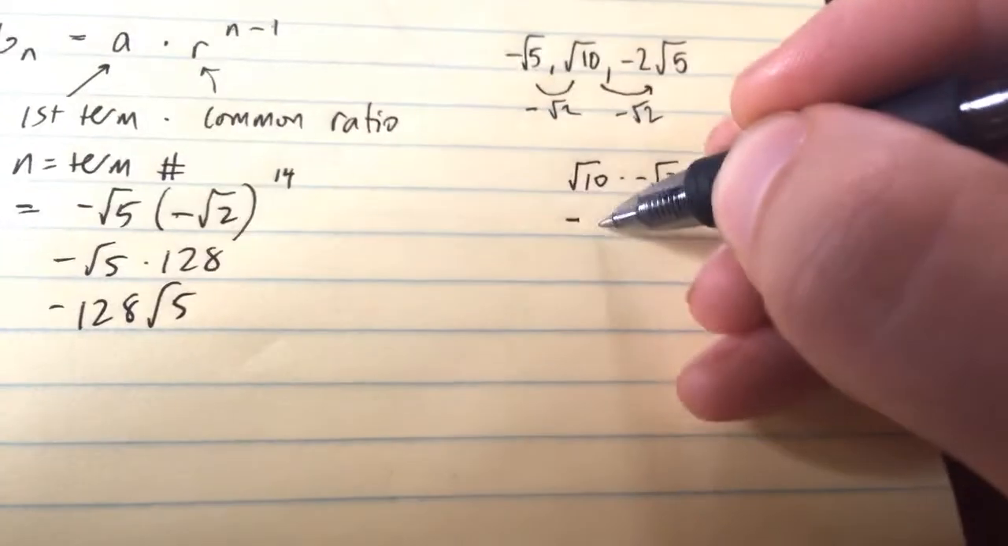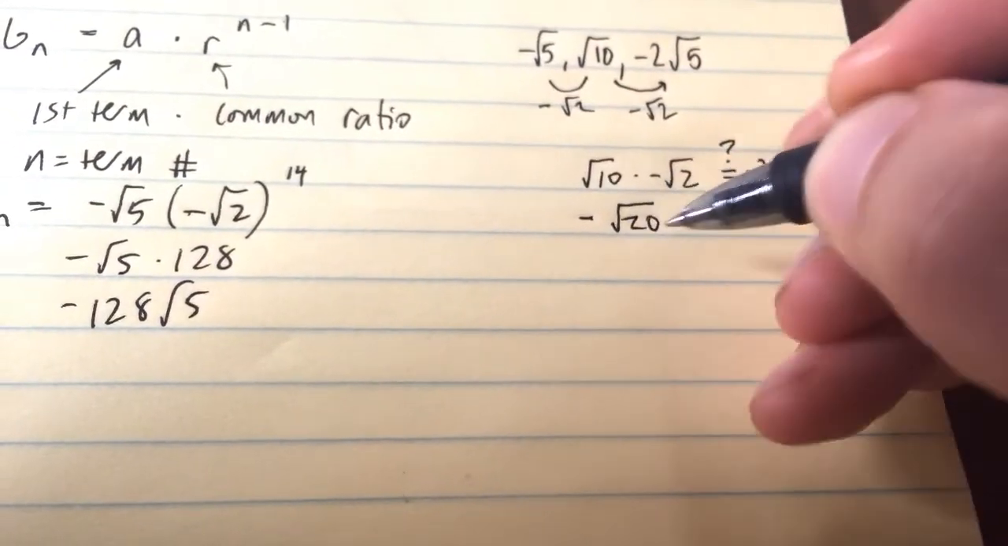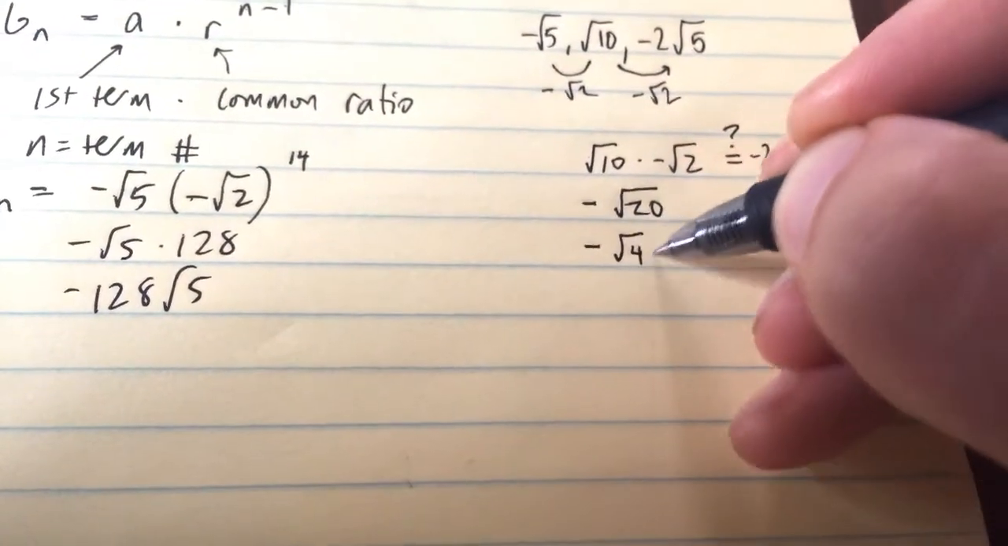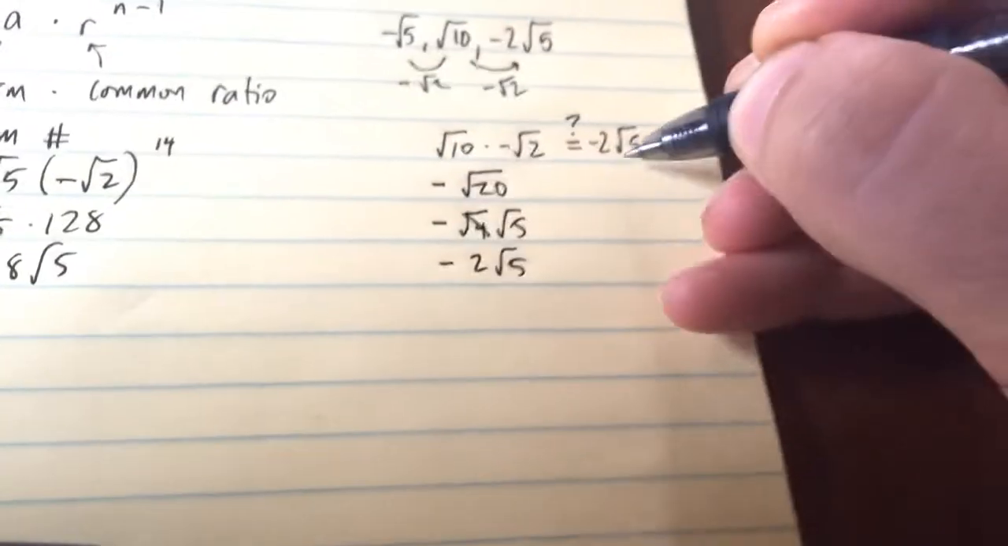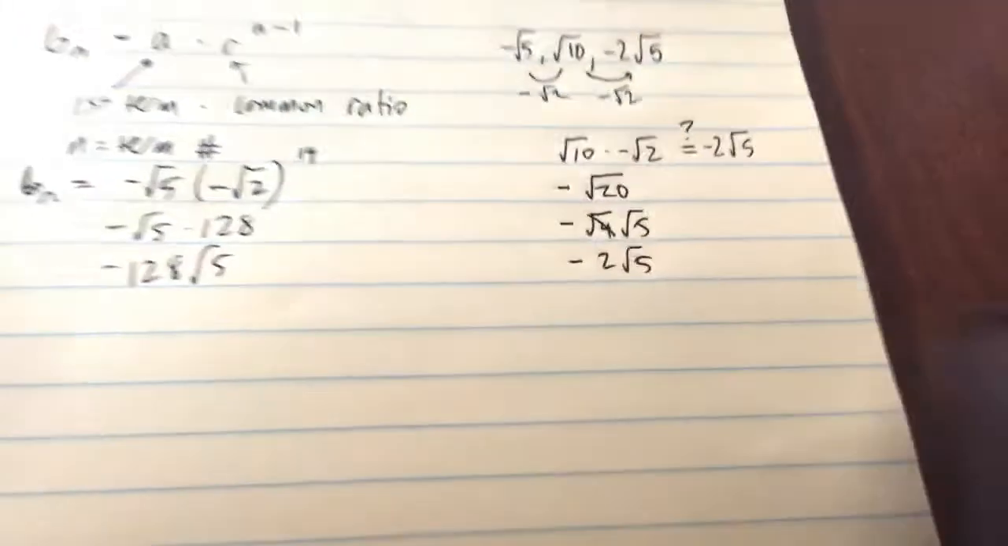If I multiply these, I get negative square root of 20. And then if I simplify, I get square root of 4 and square root of 5. I get negative 2 square root of 5. Okay, this is how they're equal.